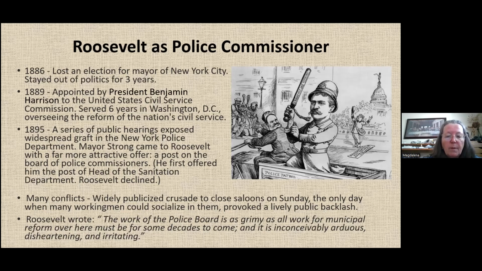Roosevelt wrote about the police board. He said, "The work of the police board is as grimy as all work for municipal reform over here must be for some decades to come. And it is inconceivably arduous, disheartening, and irritating having to deal with all these people."